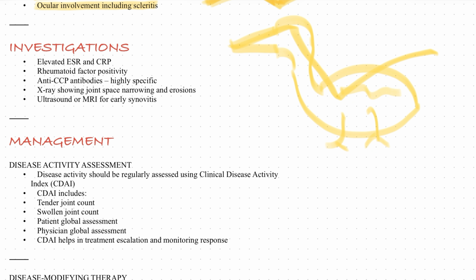Then coming to investigations: there is inflammation which leads to an increase in ESR and CRP. Rheumatoid factor positivity will be seen because it is specific to rheumatoid arthritis. Then anti-CCP antibody is highly specific. This is the investigation of choice we are going to see if a rheumatoid arthritis patient comes to the OPD. Then in X-ray, we are going to see joint space narrowing, as I said, and erosion of the bones. In ultrasound or MRI, we may see early synovitis.